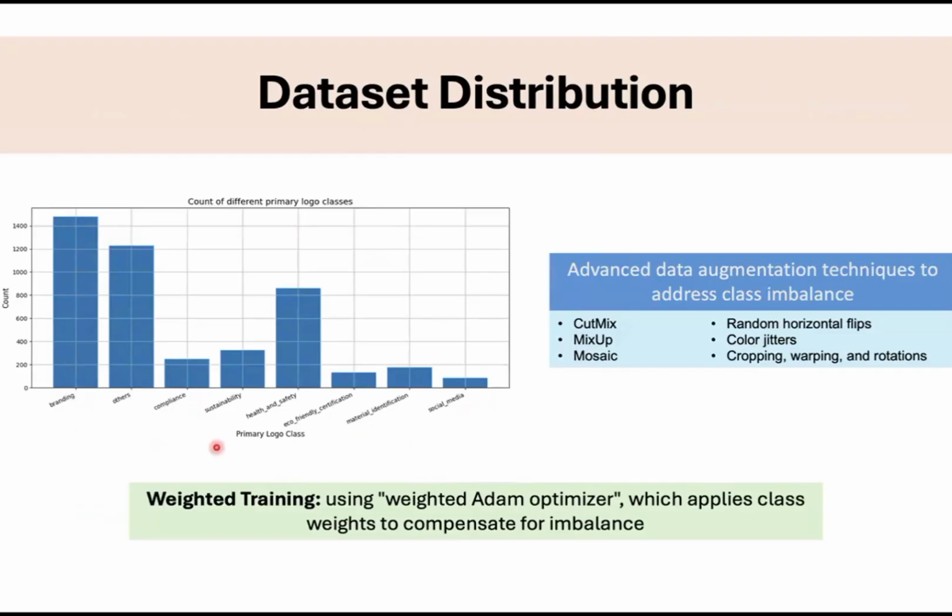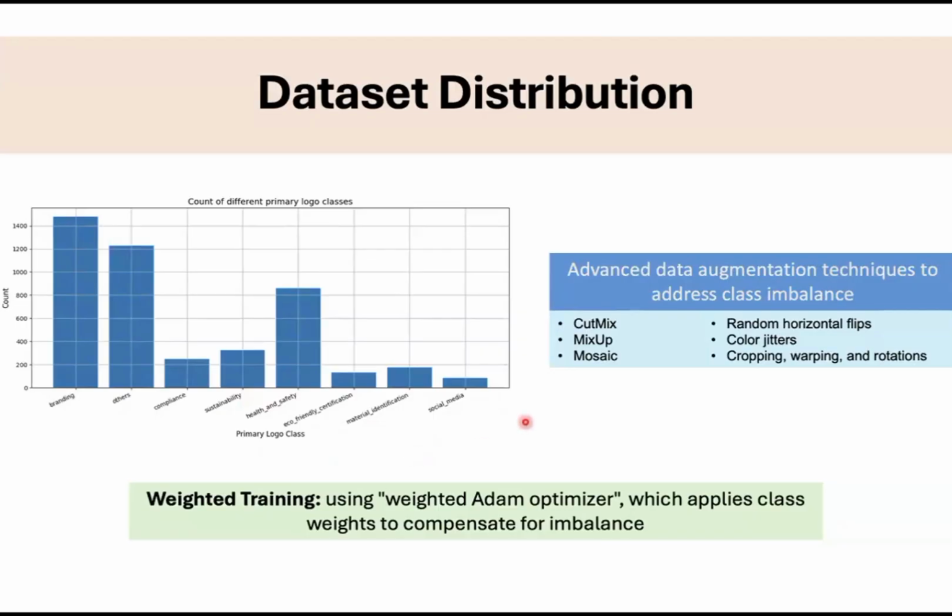As you can see, the branding and the health and safety classes, along with the other classes, have the highest abundance, while other peculiar classes, for example, compliance, sustainability, material IDs, eco-friendly certifications, and social media, have a lesser amount of representation, which is actually the distribution in the real world as well. So these elements are less in number in artworks, and they are flooded with the branding and health and safety symbols.